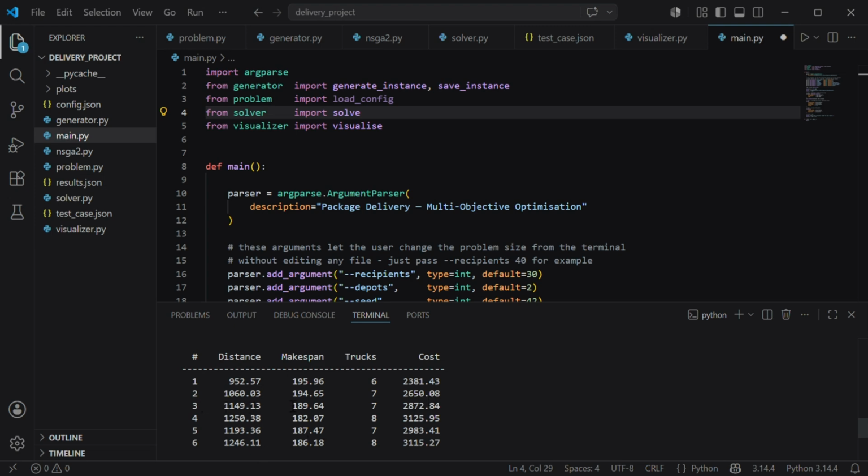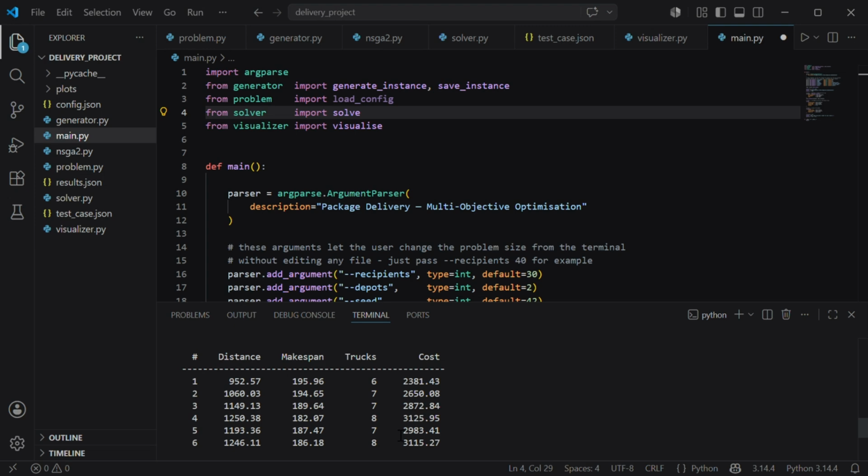It uses 7 trucks, so the makespan drops to 194, but the distance goes up to 1,060, and cost goes up to 2,050. None of them is the best at everything. Each one is a different trade-off. That is exactly what a Pareto front is supposed to show.